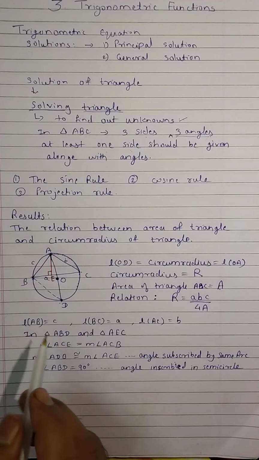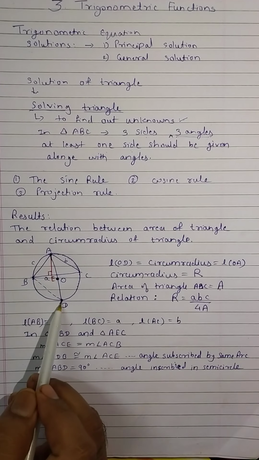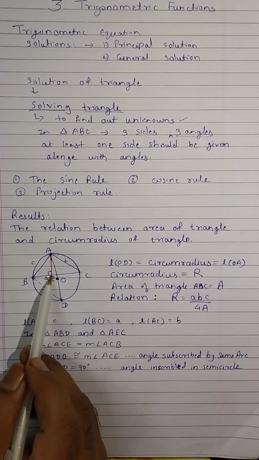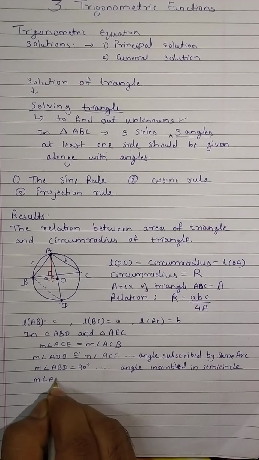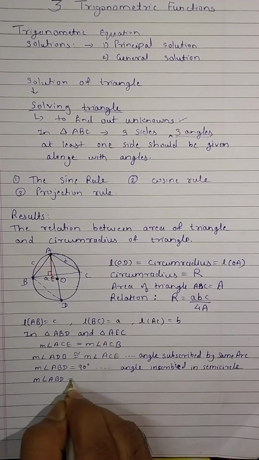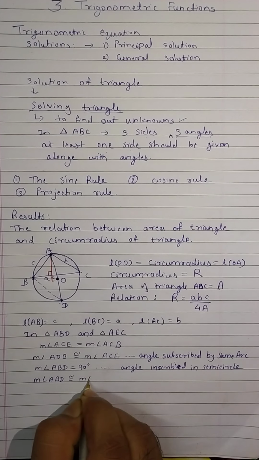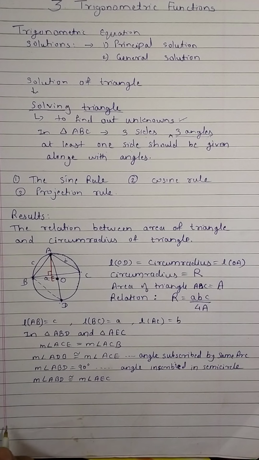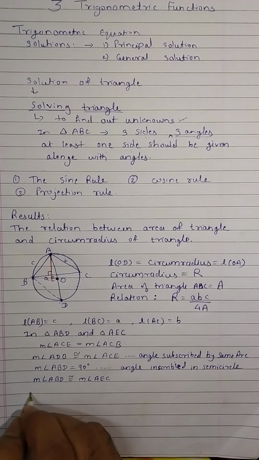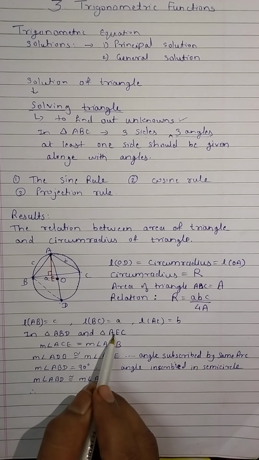Now therefore angle ABD is congruent to angle AEC. See, AE is the perpendicular we have drawn in the geometry, so AEC is also 90 degrees. Therefore measure of angle ABD is congruent to measure of angle AEC. Therefore these two triangles are similar by angle test.